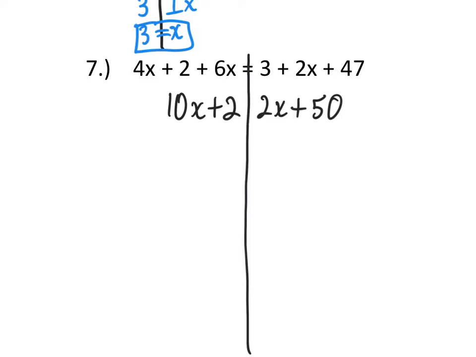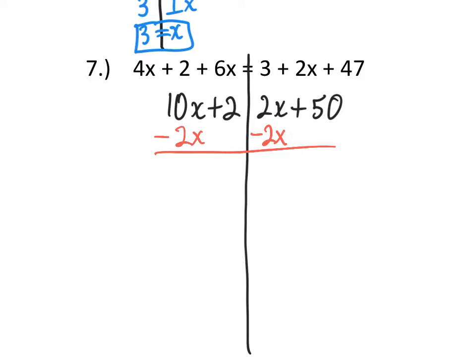Okay, now, again, notice I have some x's here and I have some x's here. I've got to get them together. So how am I going to get these x's together? Minus the 2x. Okay, I'm going to subtract 2 x's from both sides. Okay? See, my goal here is to get all the x's together.